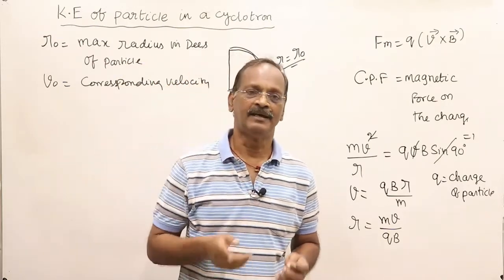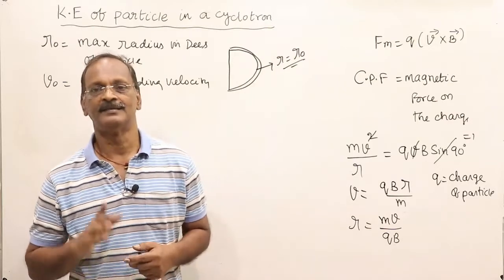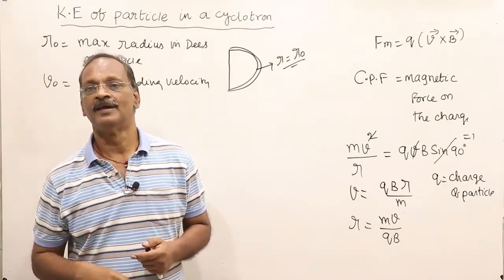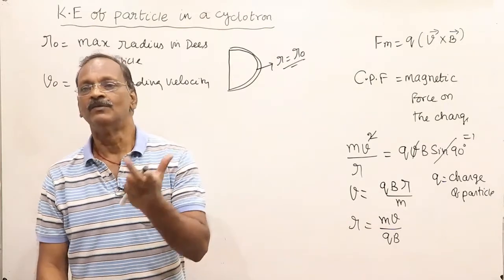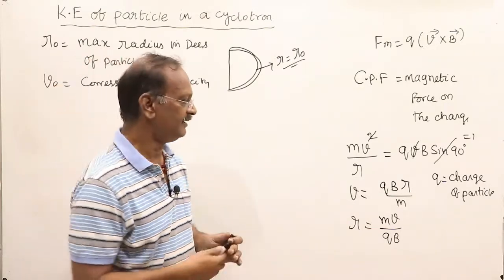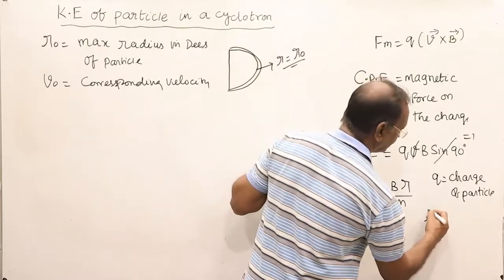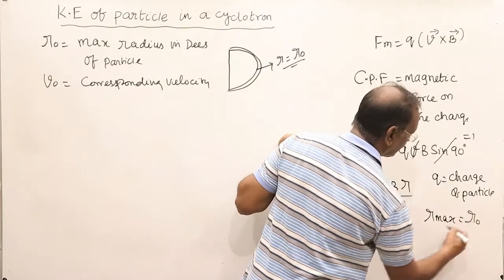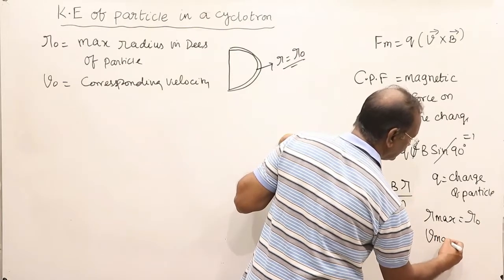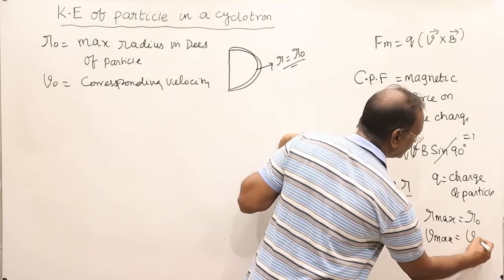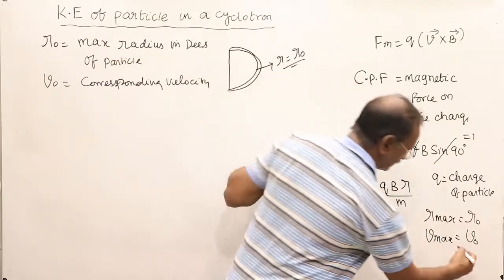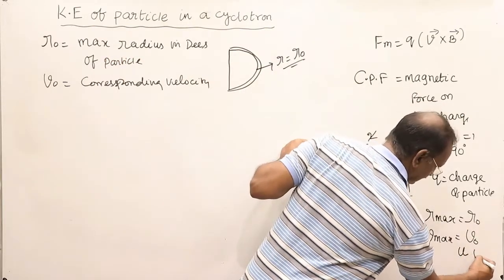radius. How long does its radius keep on increasing? Its radius will keep increasing till it attains the radius of the periphery of any one of the D's. So at that moment the R maximum we call R naught, and V max we call V naught. It is not U, it is V. U is used to differentiate, this is U and this is V.